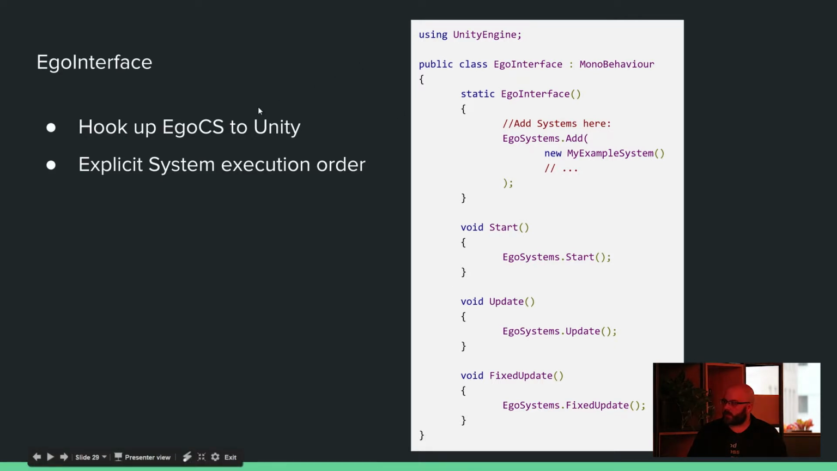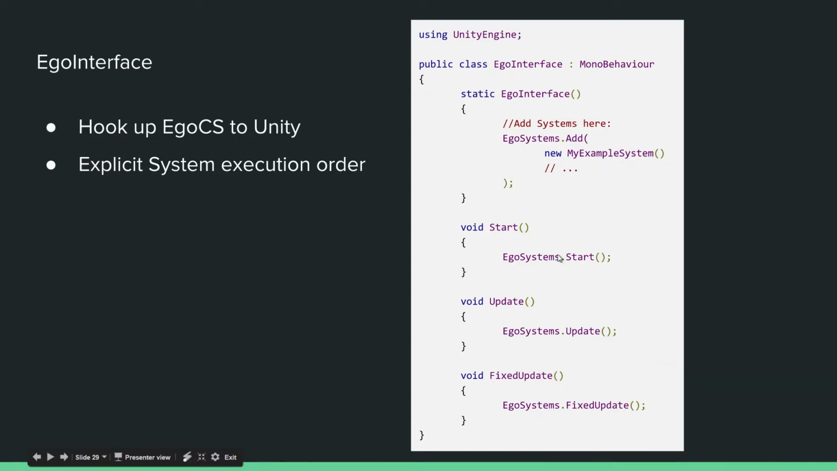Okay, and I totally forgot the size of this TV, but all I'll say here is, so how do we hook up EgoCS to Unity? All you do is you create an ego interface. So this is the most normal Unity thing that's going to be in your project. You'll have an ego interface that inherits from MonoBehaviour. So for the MonoBehaviour start, you'll call ego system start. Update calls update. Fixed update calls fixed update.